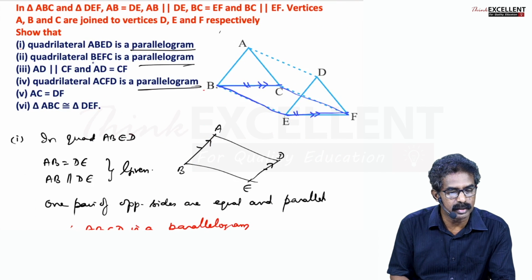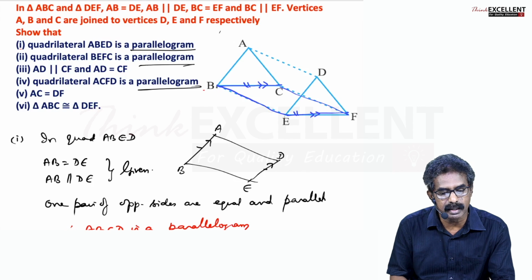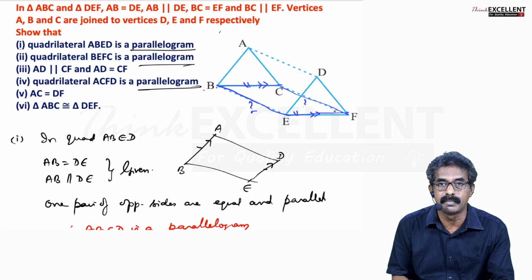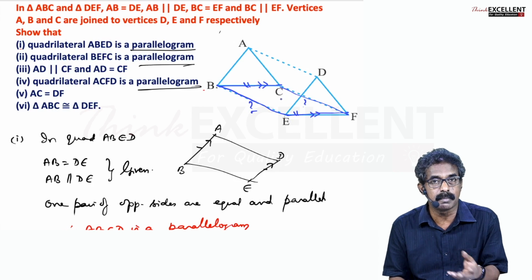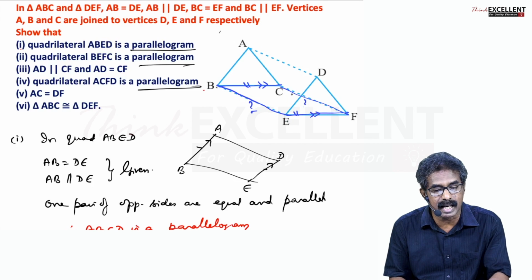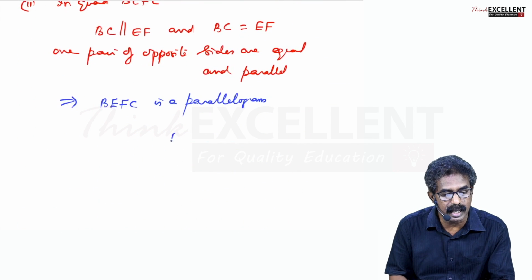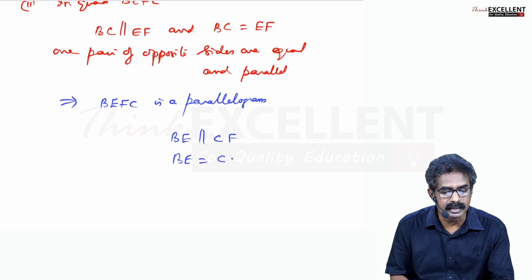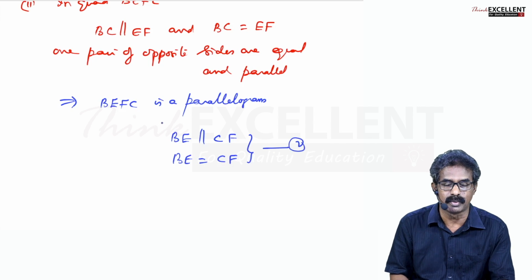Which one is a parallelogram? BEFC. See the diagram? BEFC is a parallelogram. So definitely you can say about these two sides, BE and CF, it is a parallelogram. So opposite sides are parallel and equal, right? So BE and CF are parallel and BE and CF are equal also. Okay, this is the extra result you are getting from this.